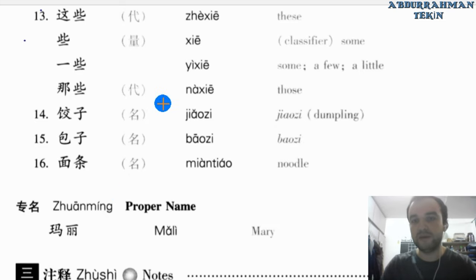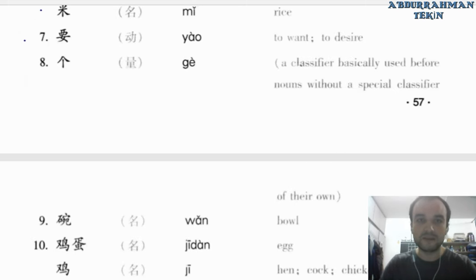And here miantiao is noodle. You all know what that means. Mali, it's a Chinese name for Mary. Okay, when I say jiaozi, baozi, and mantou, you can imagine what they mean. I showed you the picture. Now let's go practice the text.